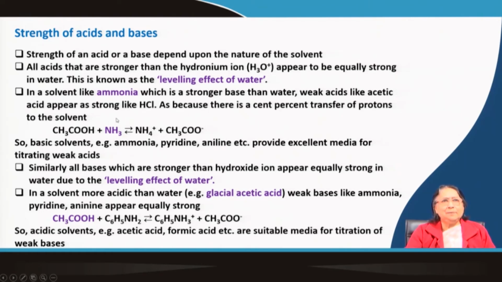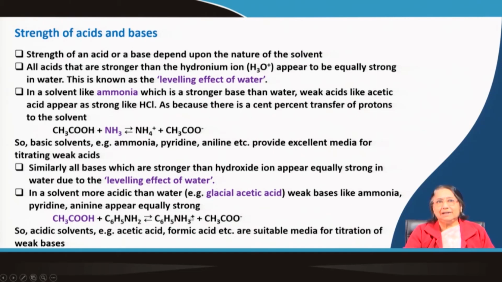Similarly, not only ammonia, but pyridine and aniline, which are also organic bases, make acetic acid act as a strong acid. Similarly, all bases that are stronger than the hydroxide ion appear equally strong in water due to the leveling effect. This is just the opposite, the leveling effect of water.